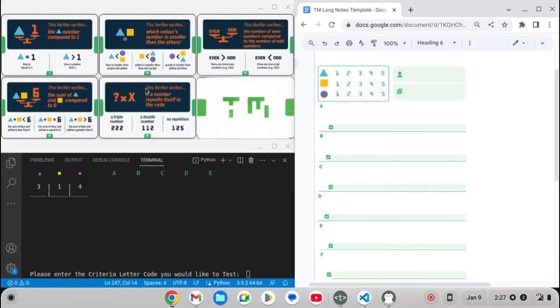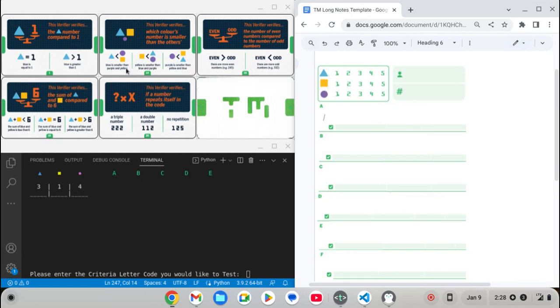So in the grid above, we've got our 5 criteria cards. On the top row, we've got criteria card A, criteria card B, and criteria card C. On the bottom row, we've got criteria card D, and finally criteria card E. Criteria card A takes a look at our first digit, the triangle digit, and the Turing machine compares it to the number 1. So should the value triangle be equal to 1, or should the value triangle be greater than 1?